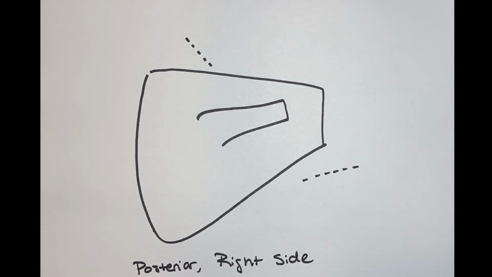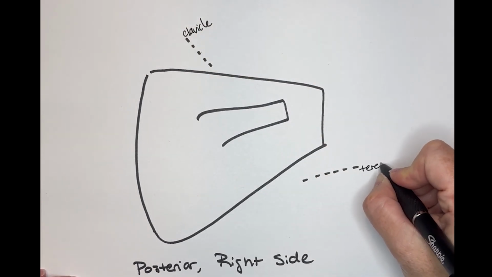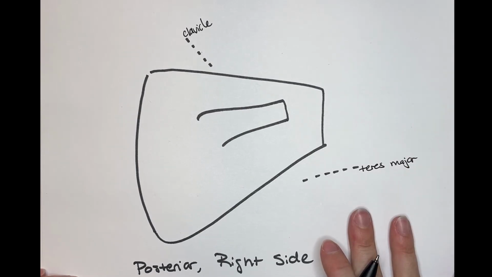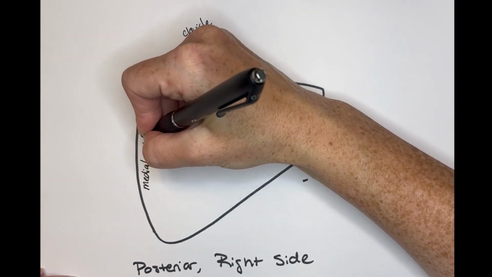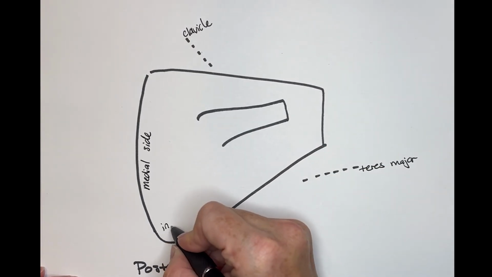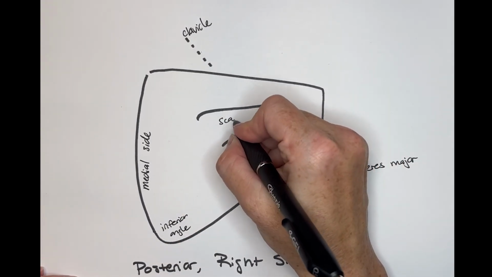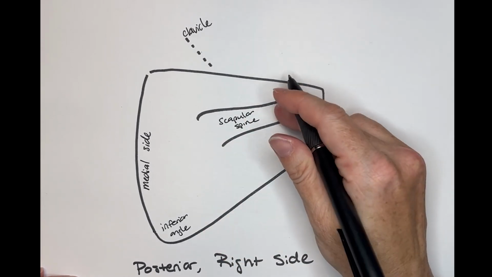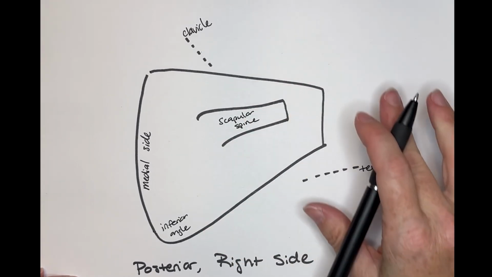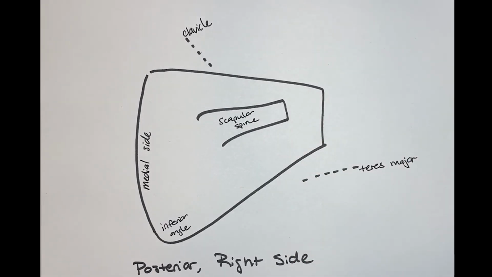Let's do some labeling just to keep ourselves oriented. Up at the top, our first dashed line represents the clavicle. Our second represents the teres major muscle. Over on the side here, this is the medial border of the scapula, and at the bottom, that's the inferior angle of the scapula. And our weird rectangle in the middle is the scapular spine, also known as the spine of the scapula. That spine does extend superiorly, but we've cut it off here to make it simple. And then over on the lateral side is where the humerus would sit.